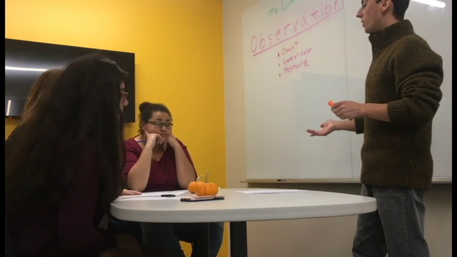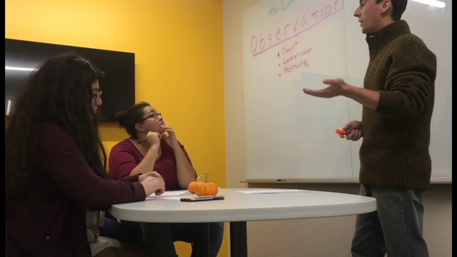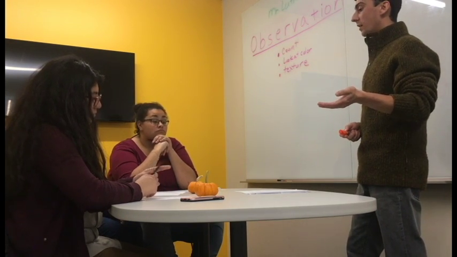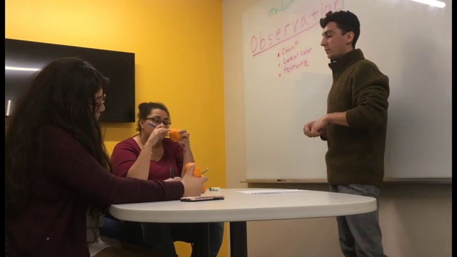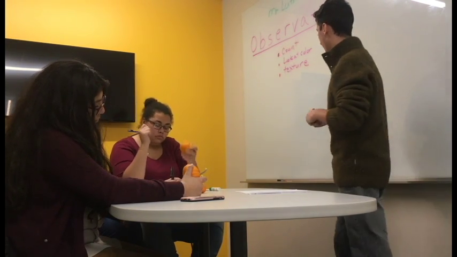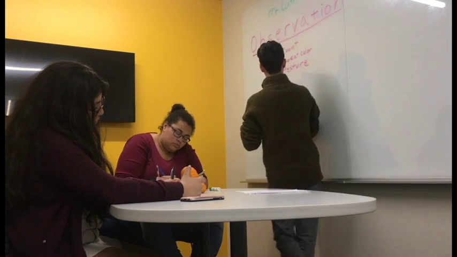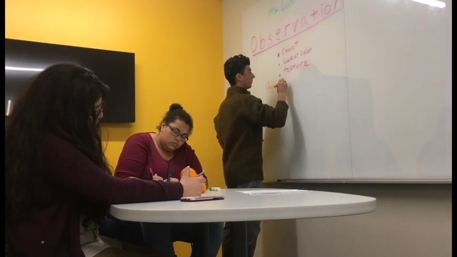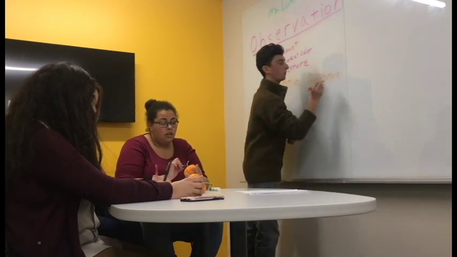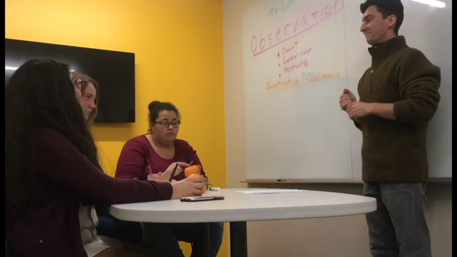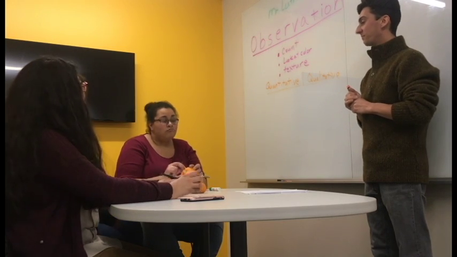So now we're going to do a little activity. As you can see, there are pumpkins in front of you. What I want you all to do is make observations about your specific pumpkin. I want you to make quantitative and qualitative observations. I'll give you a few moments to write your thoughts down. Are you all ready? I think so.